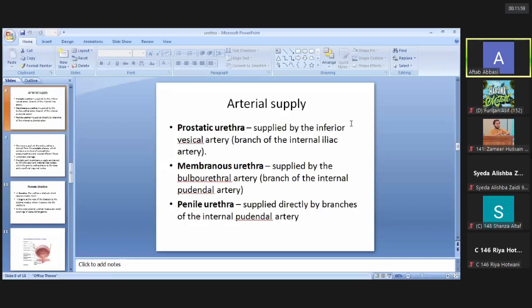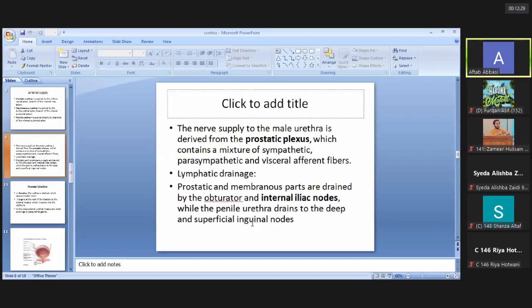The prostatic part is supplied by the inferior vesical artery. The inferior vesical artery is a branch of the internal iliac artery. The second part, the membranous urethra, is supplied by the bulbourethral artery, and the bulbourethral artery is a branch of the internal pudendal artery. The third part, the spongy urethra or penile urethra, is supplied directly by the branches of the internal pudendal artery. The corresponding veins drain these areas, the different parts of the urethra.